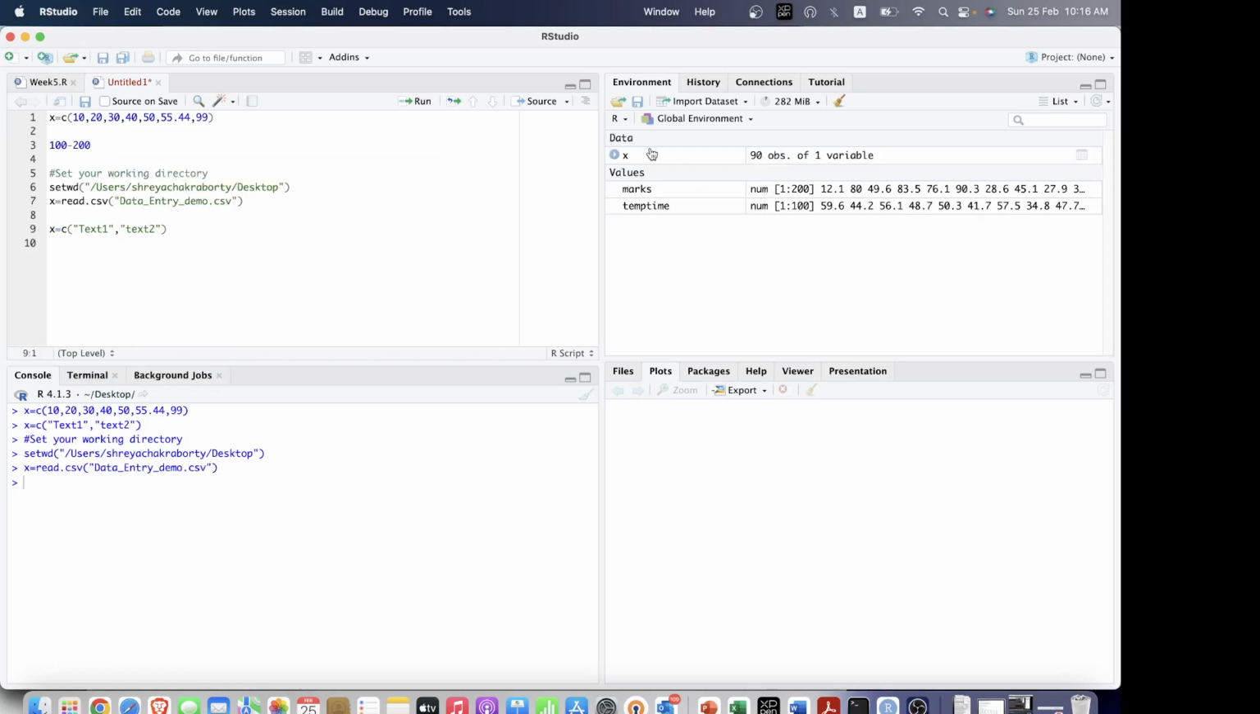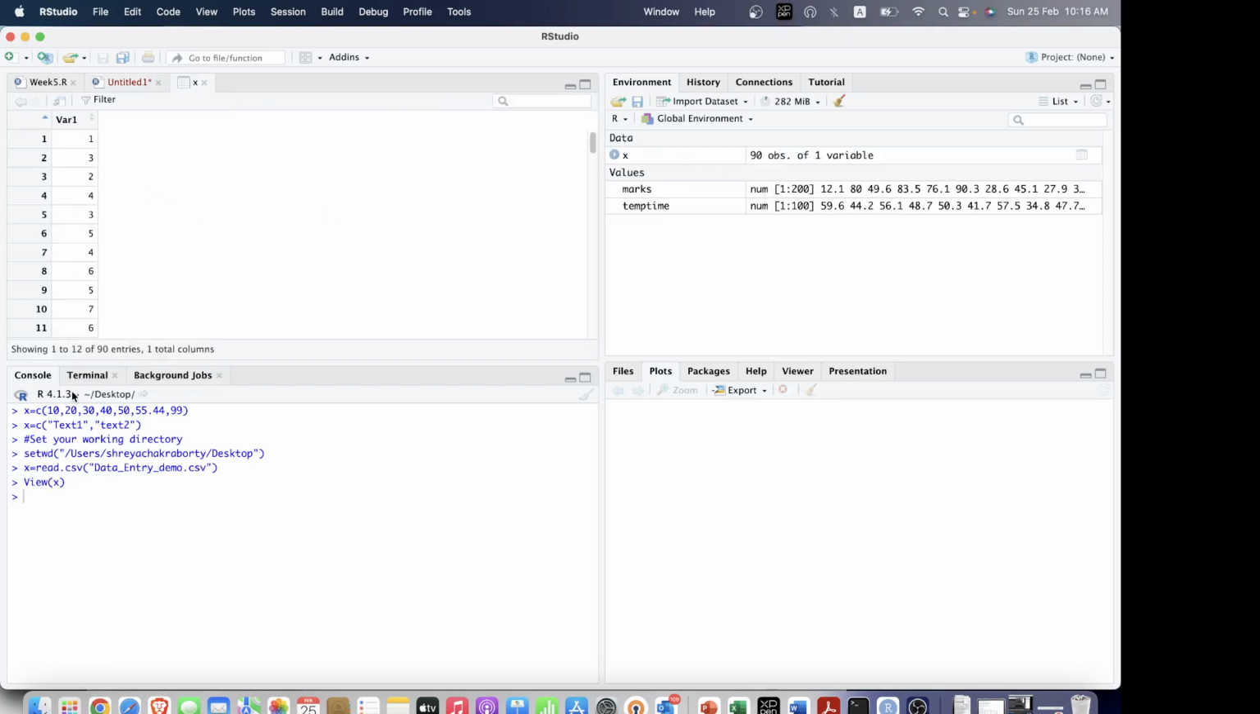So once I do that, I am going to get this data frame. With variable 1, I would have 90 observations on one variable, and then I can manipulate this data frame. The data structure will be different, but I can perform all the functions here. So can you tell me what all functions have you learned so far?